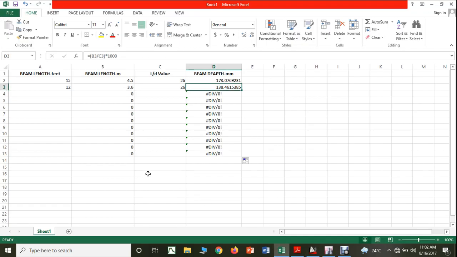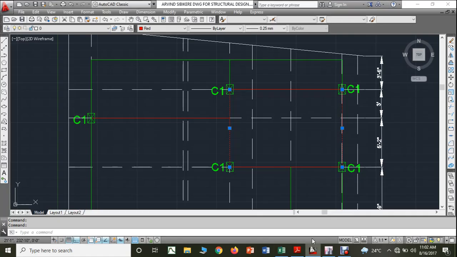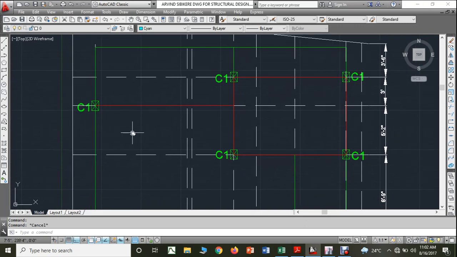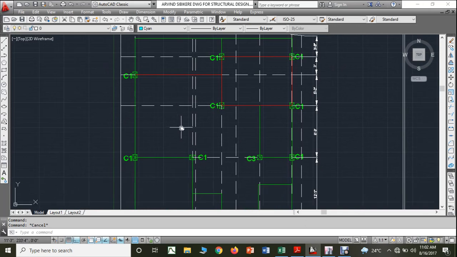When I make it 10 feet, then it will be 3. This also I am taking 26, so I am getting 115 mm. Yes, so this is done. Now cantilever projections we will take at the end. Now I need to take this beam length. So what is this?